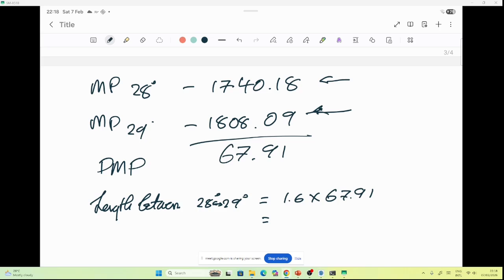100. Eight point six five. Alright. Okay. One minute. 1.6 into 67.91 is yes, 108.65.